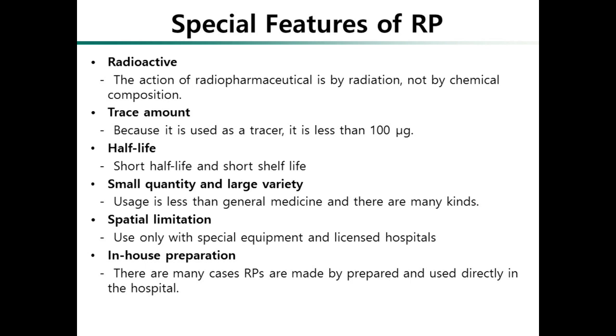And also, normal pharmaceuticals can be produced in the industrial part, and then they can sell all the pharmaceuticals in the pharmacy store. But in case of radiopharmaceutical, we can prepare in-house, and we call that compounding, and after that we make that radiopharmaceutical and then inject it into the patient.